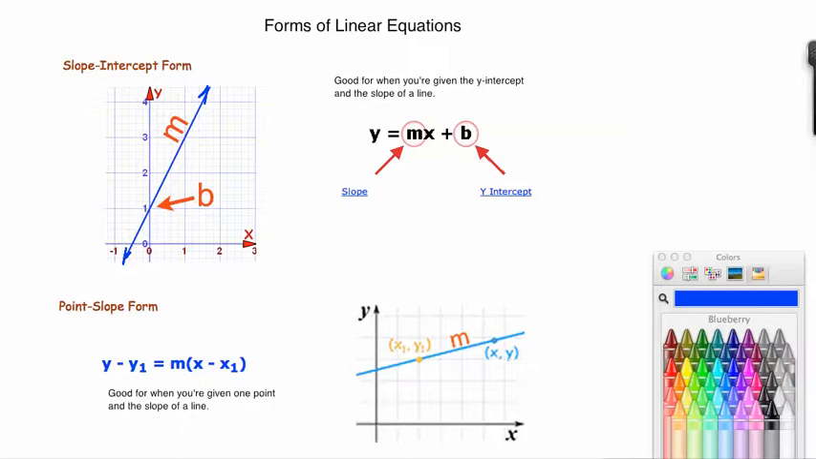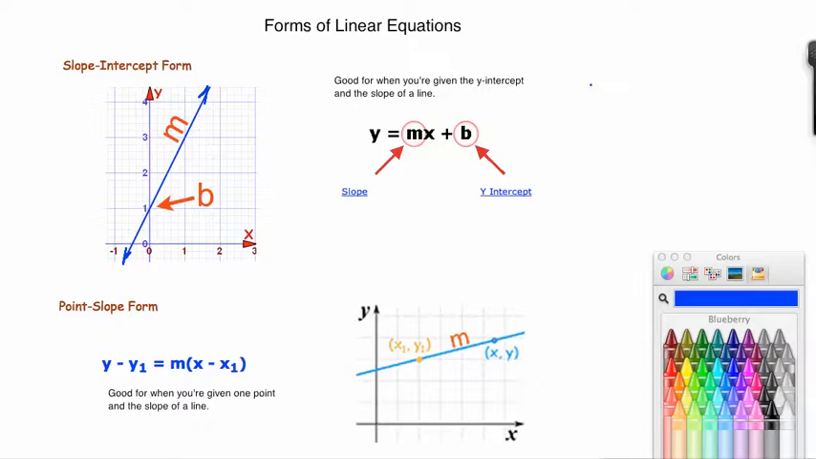The very first form is called slope-intercept form, and in case you're wondering why it's called that, it's actually extremely intuitive. Slope is part of the equation, and the y-intercept is part of the equation. The equation that we use is y equals mx plus b. By the way, y-intercept means where the line crosses the y-axis.